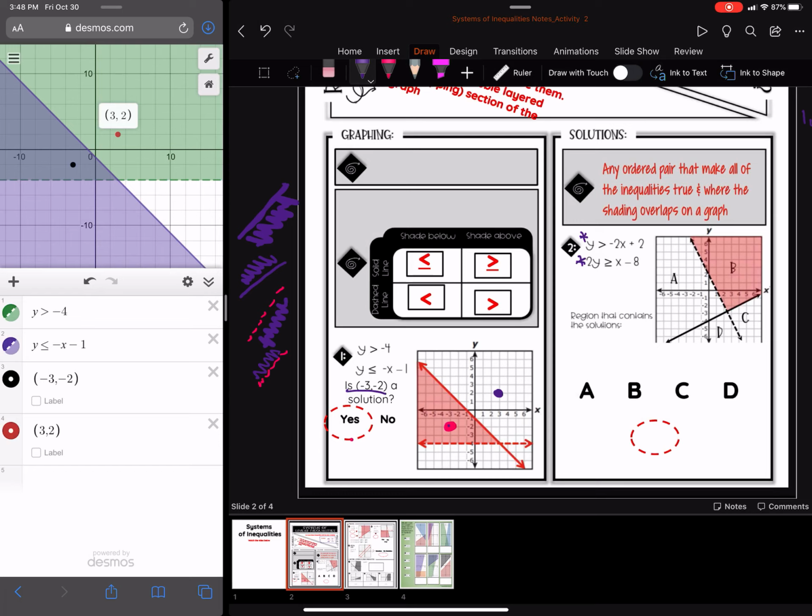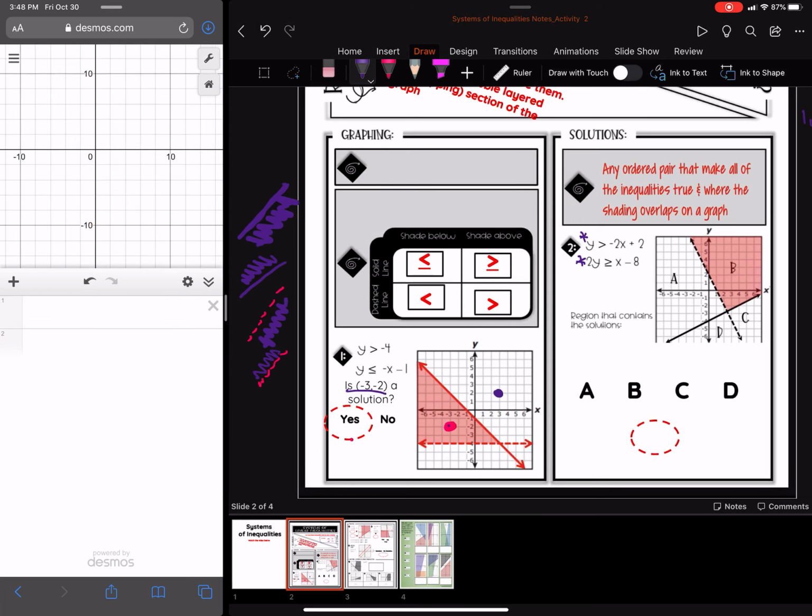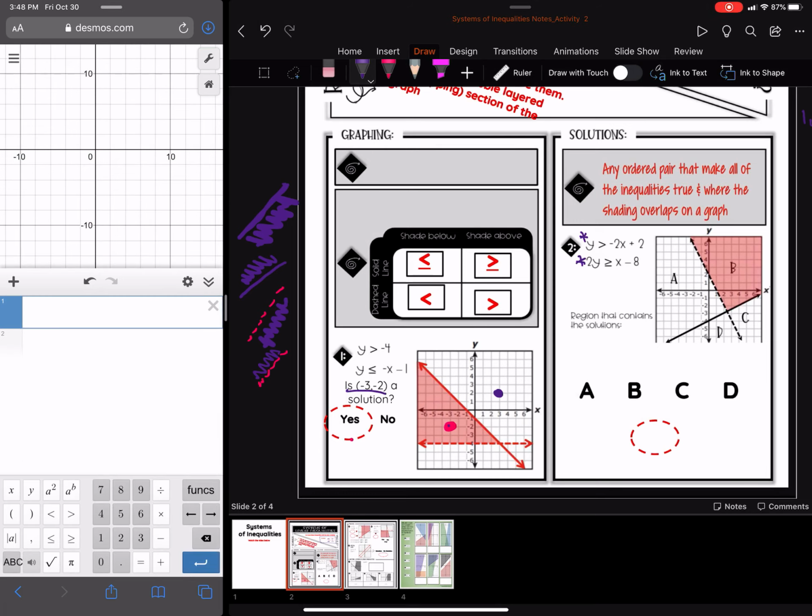And then for number 2, we're going to put this one in exactly the way we see it. We're going to put in y is greater than -2x plus 2. And then we're going to put in 2y is greater than or equal to x minus 8.